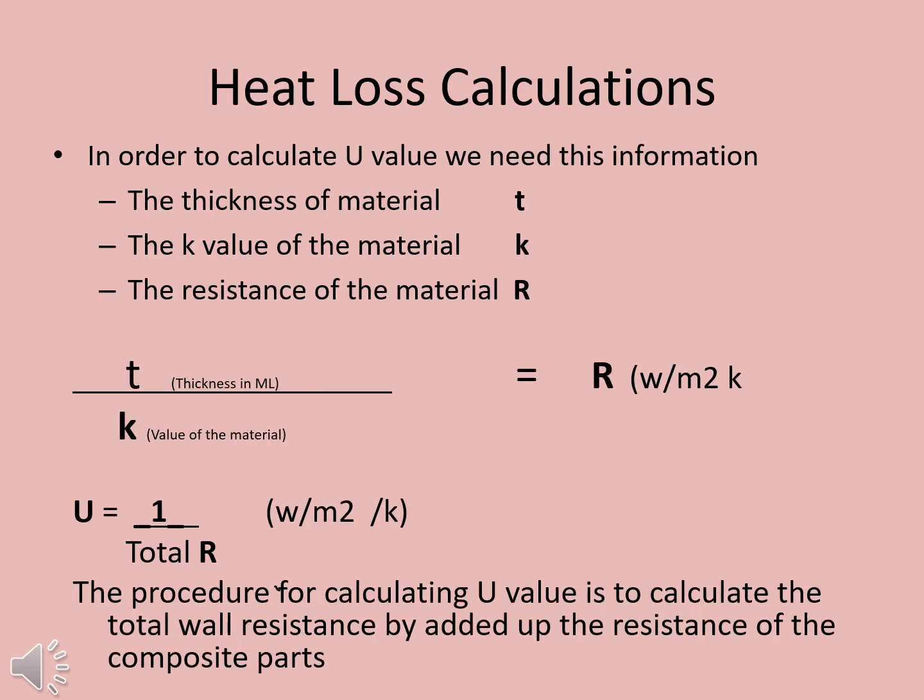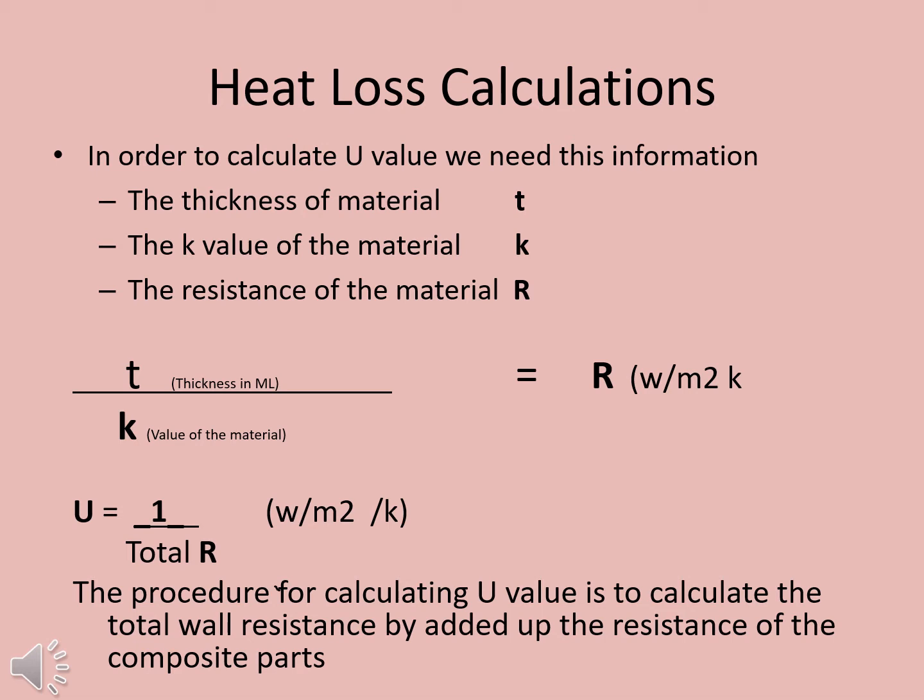Heat loss calculations. In order to calculate the U-value of a part of a building such as a wall, we need three pieces of information. The thickness of the materials that make up the wall in meters. The K-value of the materials that make up the wall. The total heat resistance for the particular material. This is known as the R-value.